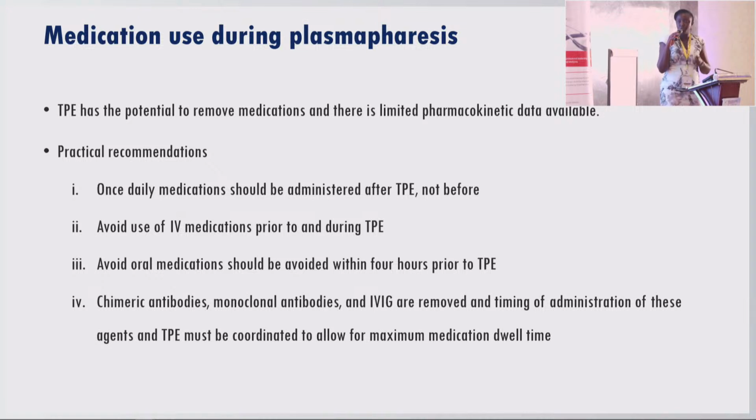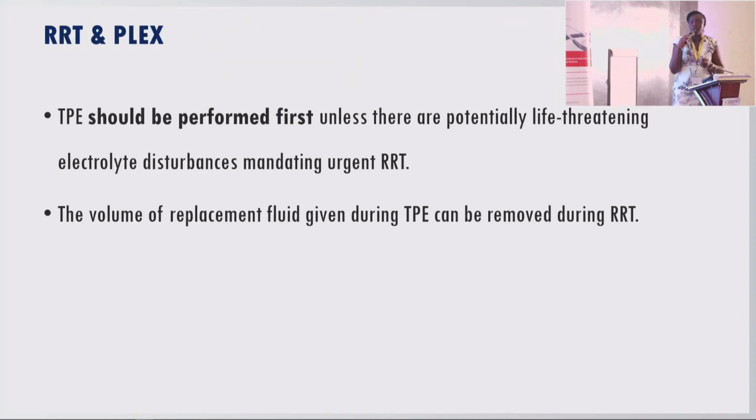And for patients who are on chimeric antibodies, monoclonal antibodies, and IVIG, they're normally removed by plasmapheresis, so you should give it at the end afterwards. So if your patient unfortunately requires dialysis and plasmapheresis, do the plasmapheresis followed by the dialysis.